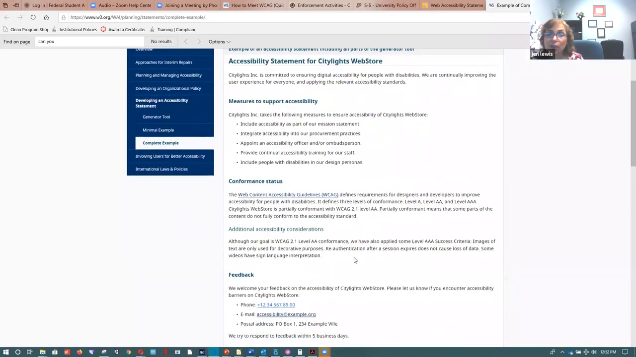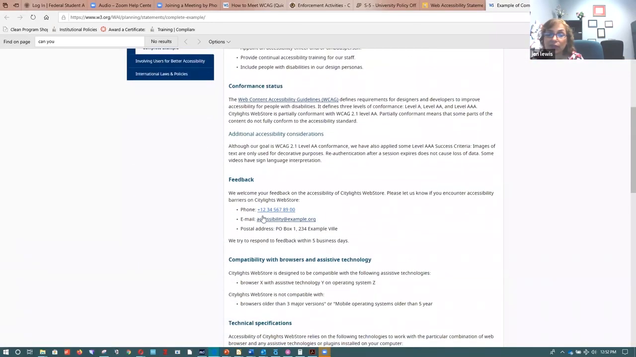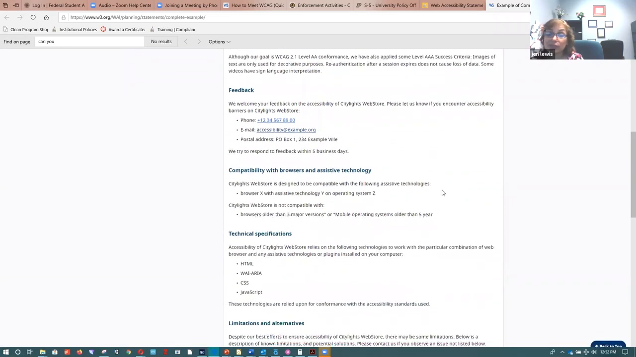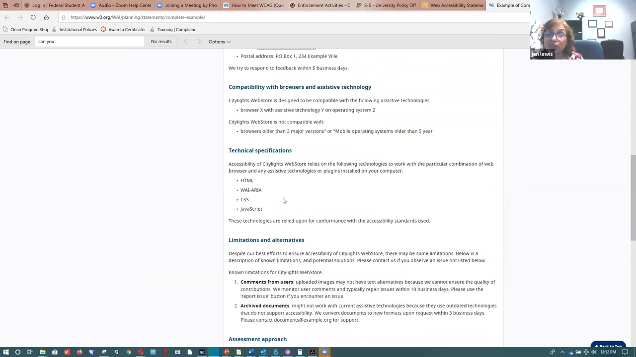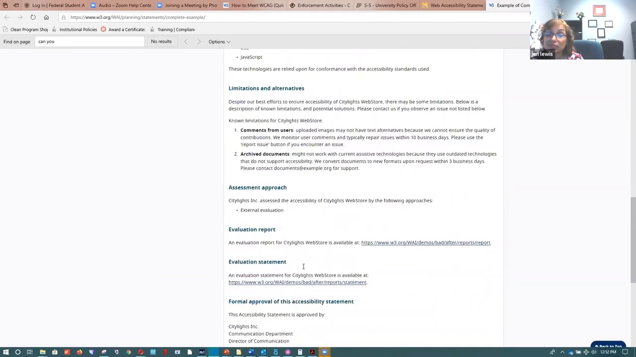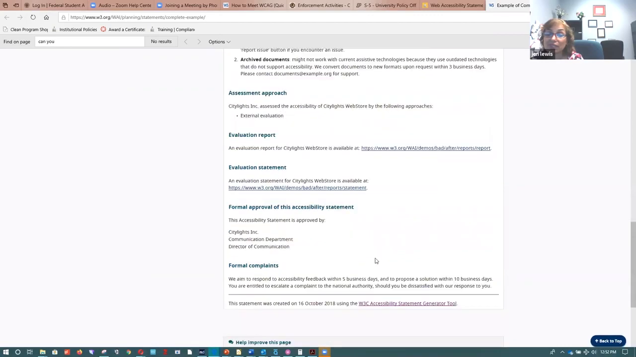So this is just talking about what you want to put in here. You've got a phone number, email. Here, they even put a postal address. Technical specifications. What are we doing? Limitations and how you're assessing things and valuing things.